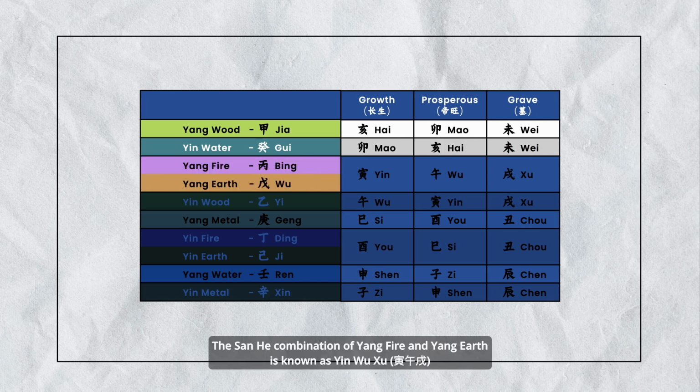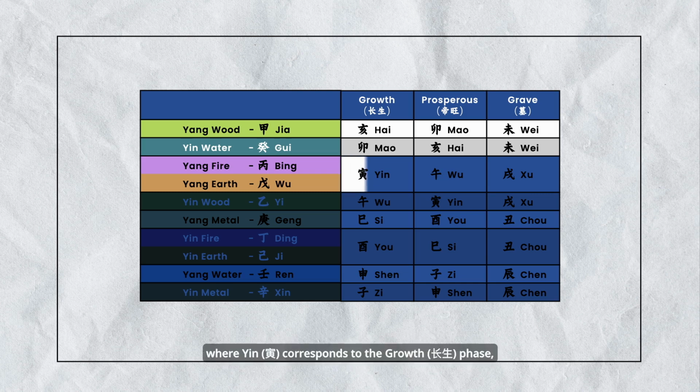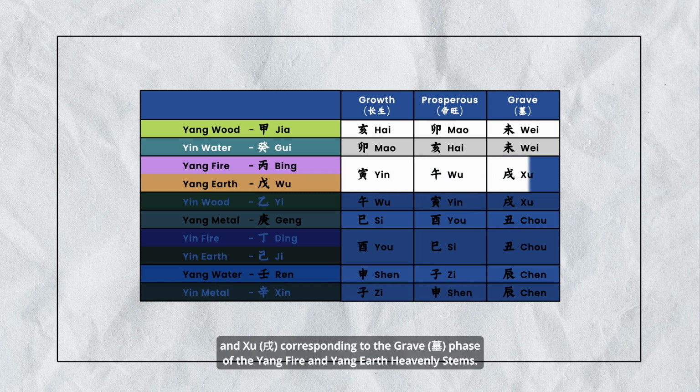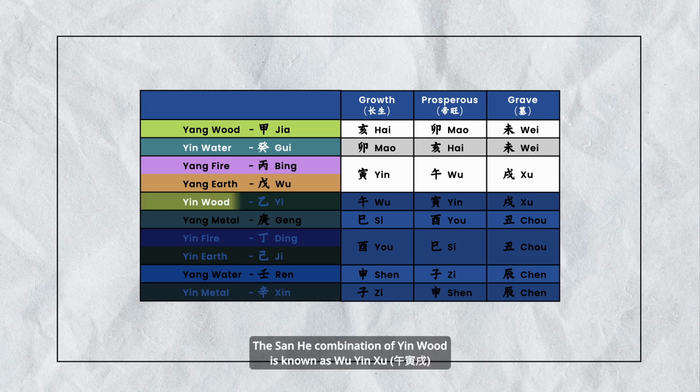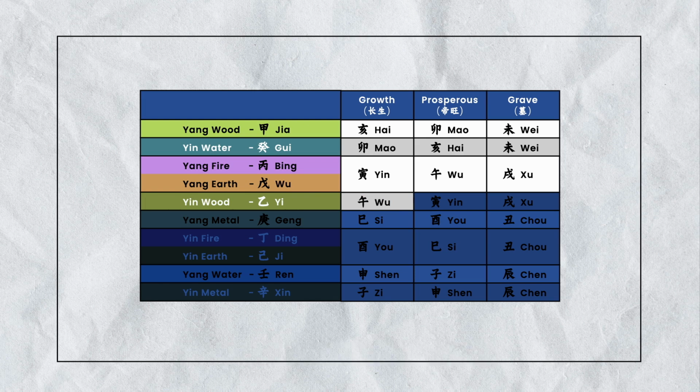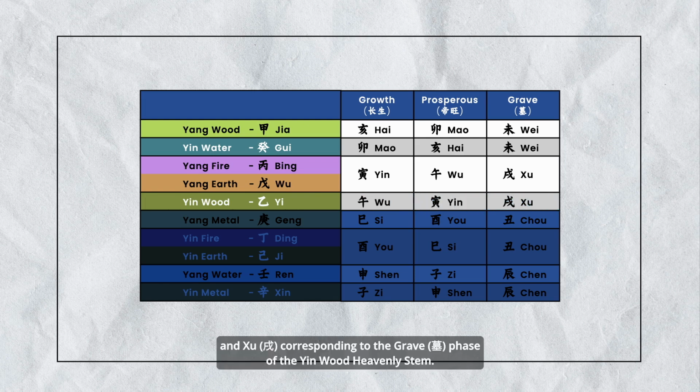The Sanhe combination of Yang fire and Yang earth is known as Yin Wu Xu, where Yin corresponds to the growth phase, Wu corresponds to the prosperous phase, and Xu corresponds to the grave phase of Yang fire and Yang earth heavenly stems. The Sanhe combination of Yin wood is known as Wu Yin Xu, where Wu corresponds to the growth phase, Yin corresponds to the prosperous phase, and Xu corresponds to the grave phase of the Yin wood heavenly stem.